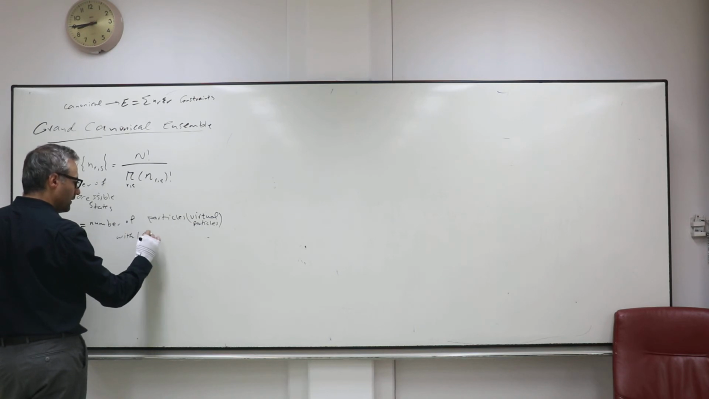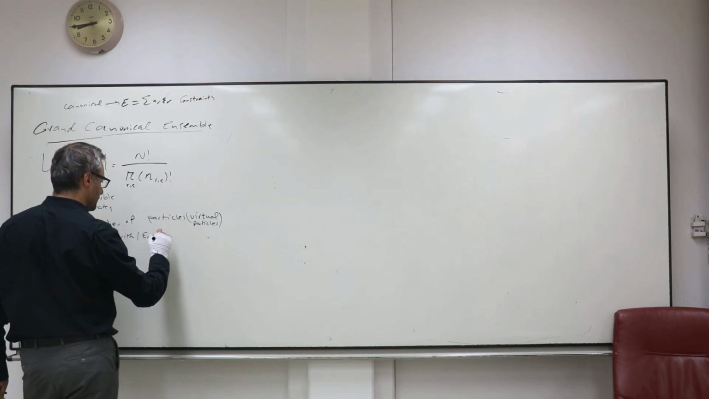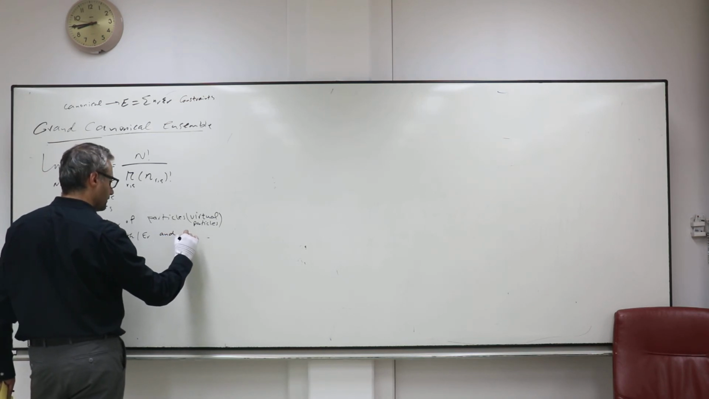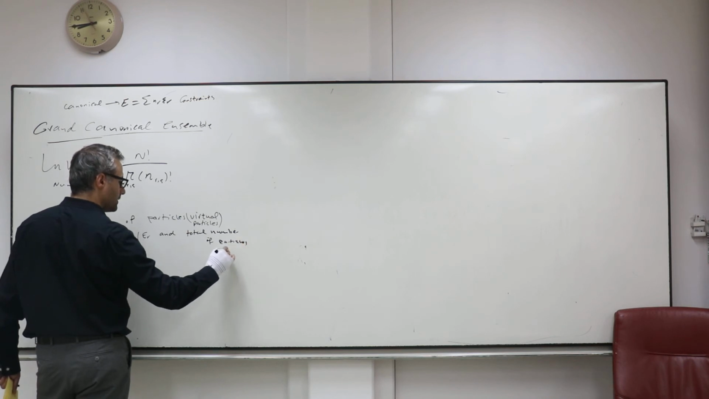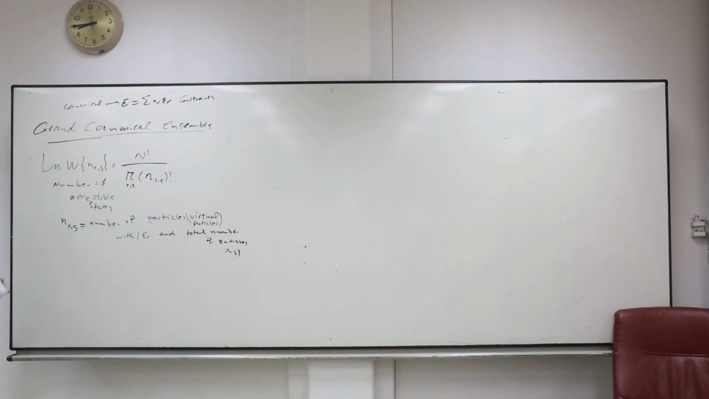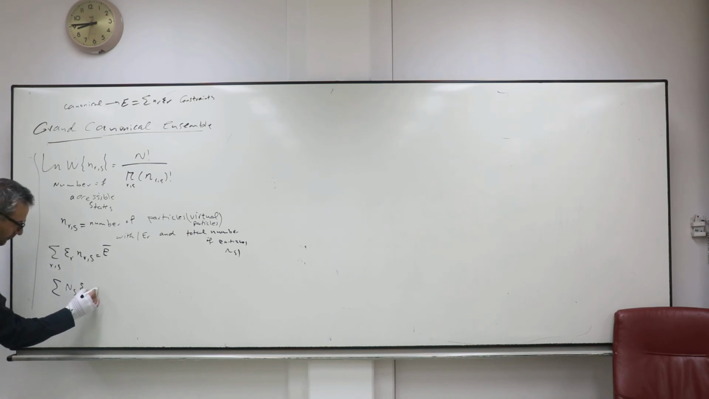at energy E_R and total number of the particles N_S. If you remember, in canonical, N_R was the number of particles sitting in the energy E_R. So here we have N_RS, two parameters, because at the same time we need to fix also the total number of the particles. Keep the average number of particles, so we need to minimize that. Again, we have a constraint that sum of N_RS E_R is E bar, and we have also the N bar.